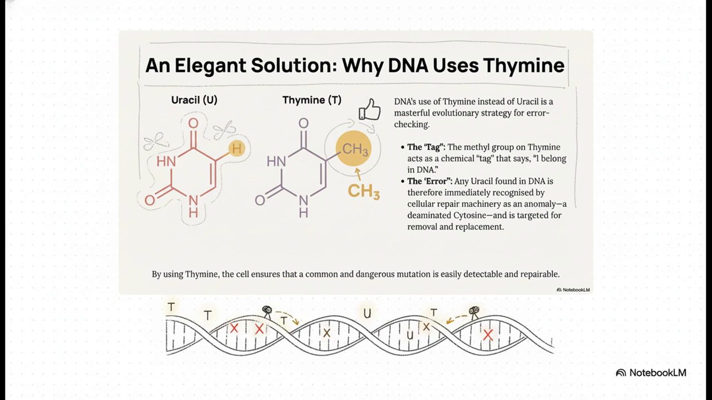By using thymine as the official partner for adenine, the cell establishes a very simple rule. Any uracil found in DNA is, by definition, in error. It has to be a mutated cytosine.